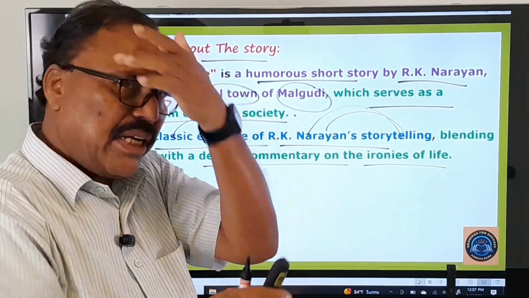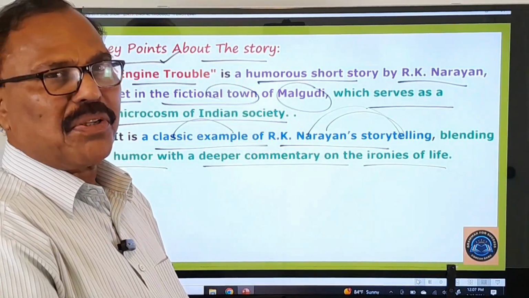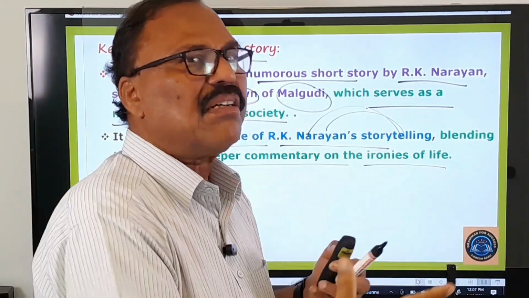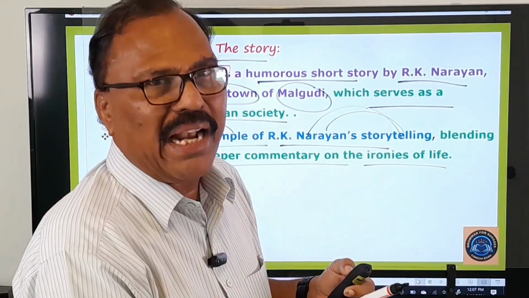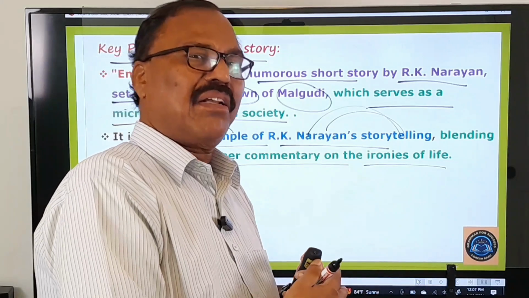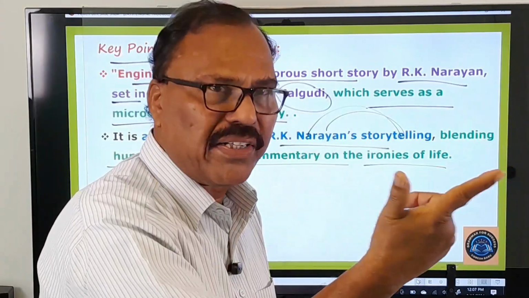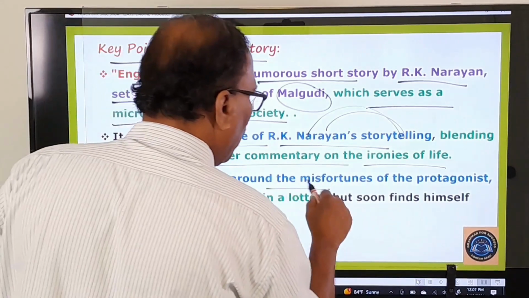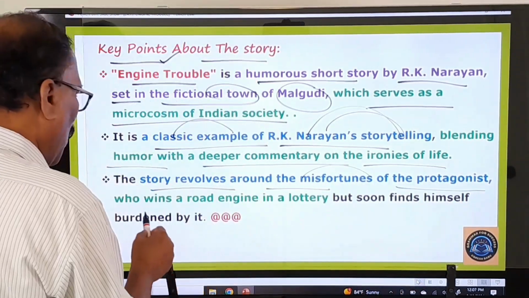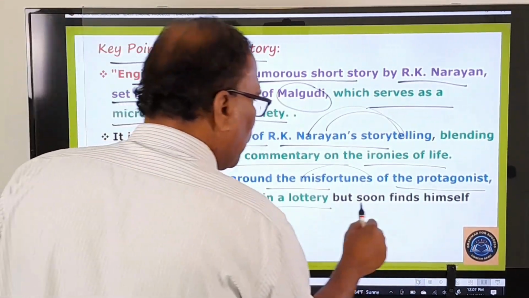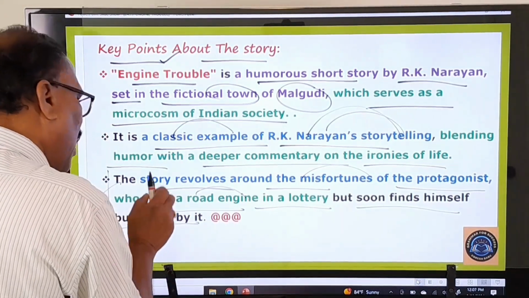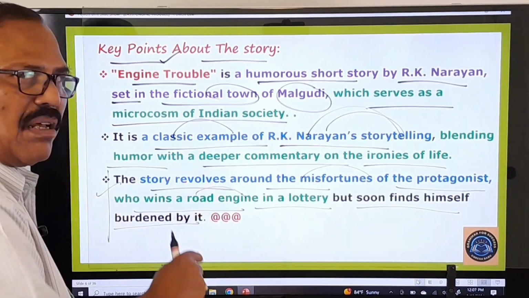Okay, so irony of fate means sometimes people expect something out of something, but when it turns into something bad and unpleasant, they feel otherwise. That is called the irony of fate. And here you pay attention, the story revolves around the misfortunes of the protagonist who wins a road engine in a lottery but soon finds himself burdened by it. So this is the central theme of this story.